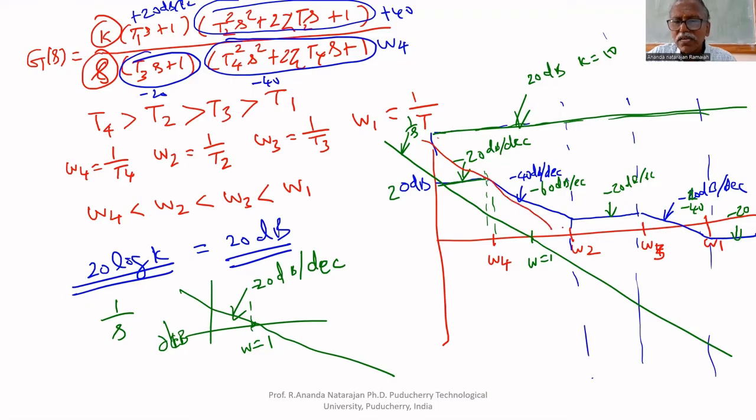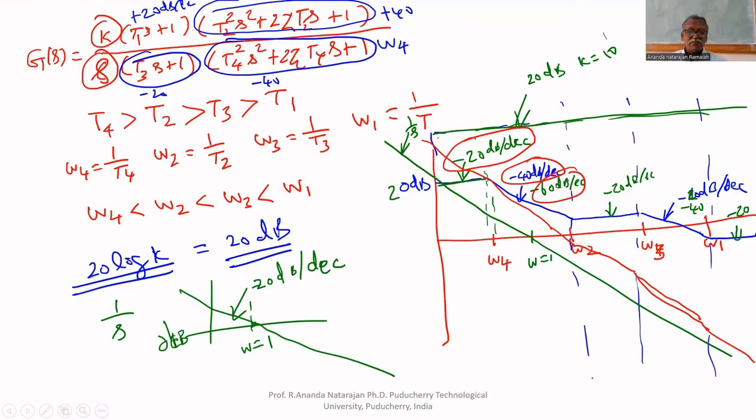Again, this becomes 60 up to omega 2. Again, this is a 20 dB line. Again, this becomes 40 dB. This becomes 40 dB. Again, 20 dB. Like that, the slope will be changed by 1 by s. So instead of a horizontal line, its slope is minus 20 dB per decade. Instead of 40 dB, it becomes 60 dB. So for the entire plot, we have to add 20 dB.